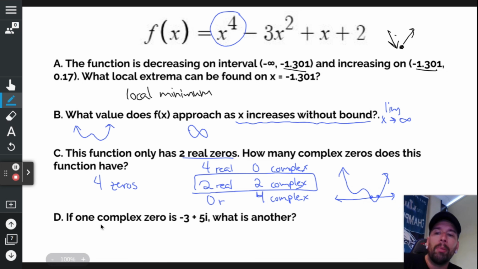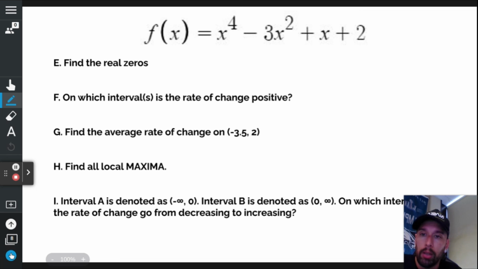Now, it gives us a complex number. If one complex zero is -3 plus 5i, what is another? Well, it's conjugate. And you find the conjugate by flipping the sign in front of the imaginary number, so -3 minus 5i. That's the conjugate. Now, what we're going to do is we're going to take this function and we're going to plug away in our calculator.